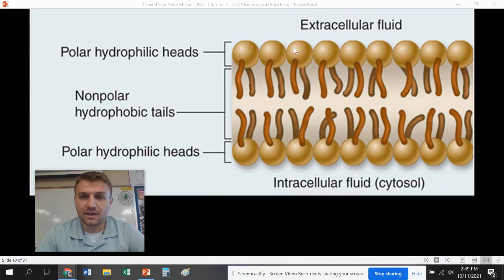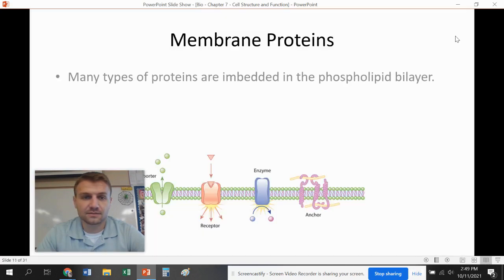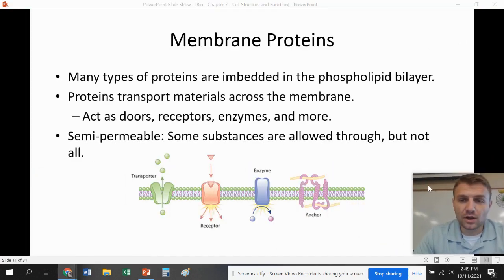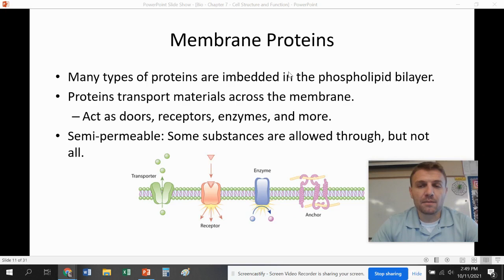Another picture of the phospholipid bilayer. You can see here the tails on the inside, heads on the outside. Lastly, membrane proteins. Membrane proteins are embedded in the phospholipid bilayer, as you can see here. They have many different types of jobs. They can be doors, receptors, enzymes, and many more. Mainly, they regulate what goes into and out of the cell. That's their main job. And they're semi-permeable, which means they allow certain things through, but not all.